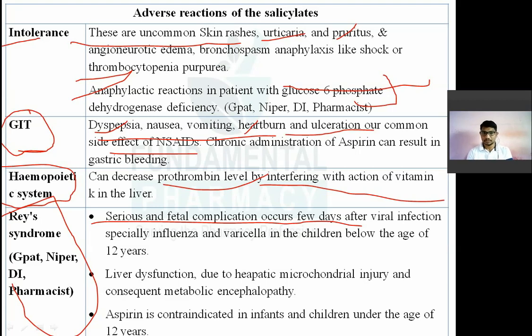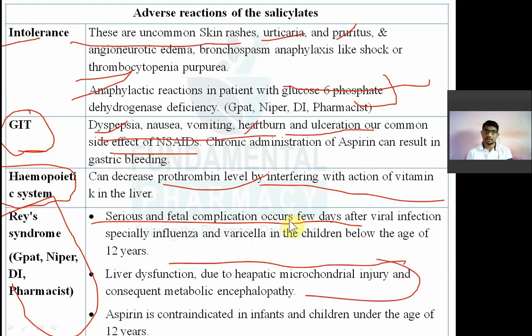A serious and fatal complication occurs a few days after viral infection, especially if the virus is influenza virus or varicella virus, in children less than 12 years. That reaction is known as Reye's syndrome. Particularly liver dysfunction is there. Liver dysfunction, chronic microsomal injury, consequent metabolic encephalopathy. These are certain symptoms of that.